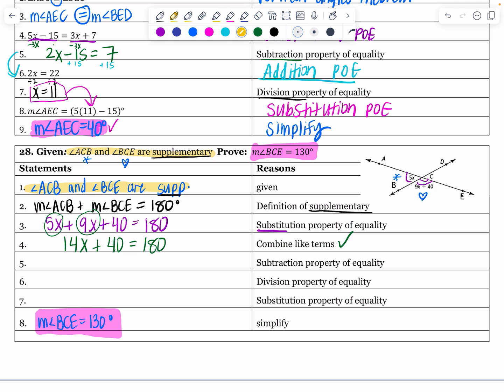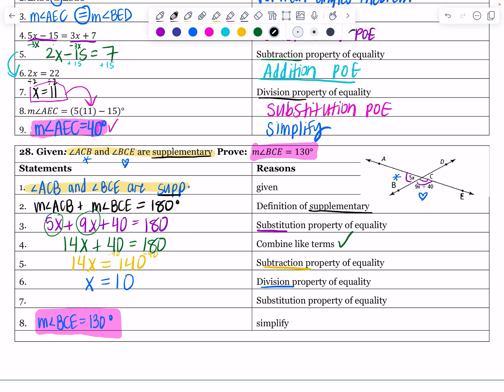What do they tell you to do next? Subtract. What are we subtracting from both sides? You'd go minus 40 and minus 40. So I'm going to do that real small, minus 40, minus 40. What would that give me? 14x equals 140. That was with our subtraction property of equality. That's how you got from the previous step to this step. Then they want me to divide to get to the next step. What would we divide by? Divide by 14 on both sides. So when you do that, you're going to get x equals 10 using the division property of equality.